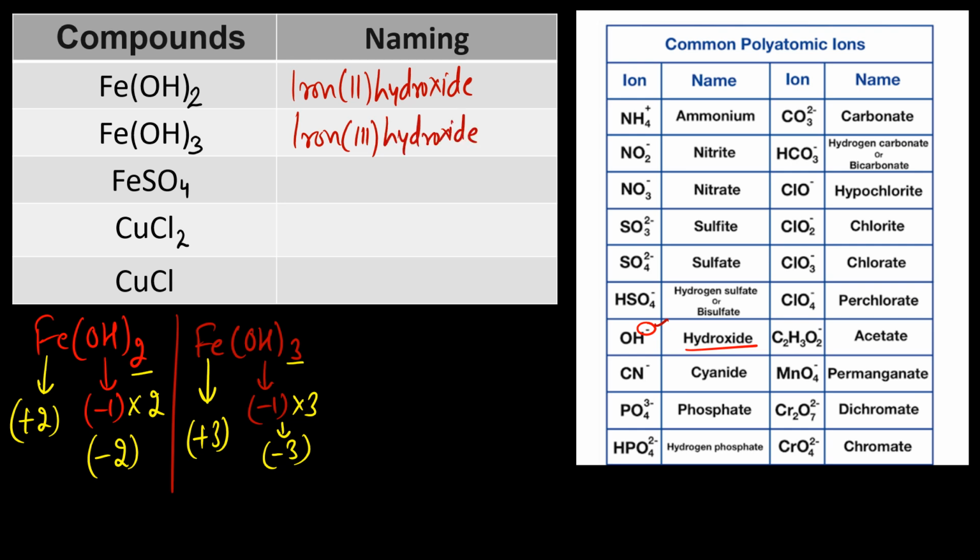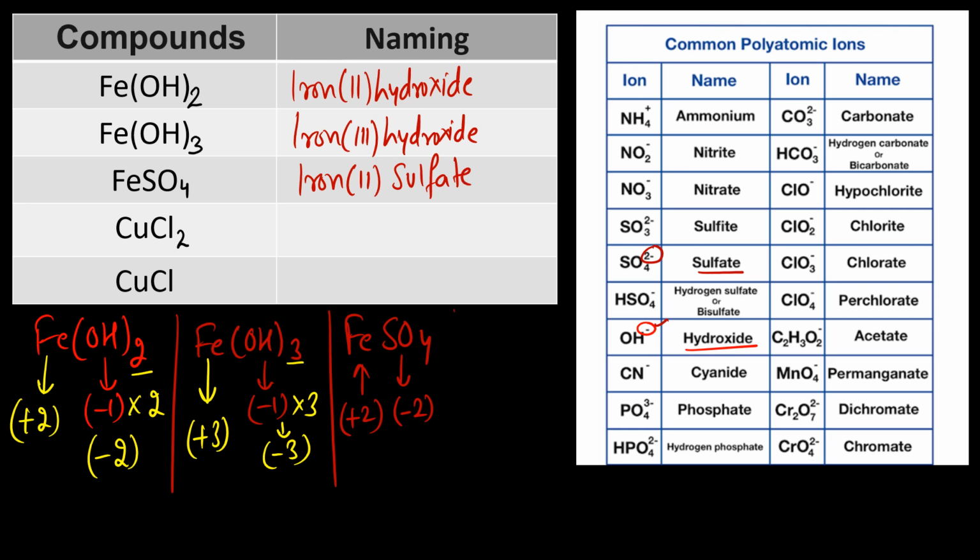Now when we are coming to next, we are having iron that comes with a polyatomic ion, sulfate, which has 2 negative charge. So as it has 2 negative charge, your iron must have 2 positive to make this a neutral compound. So its name is going to be written as iron 2 sulfate.